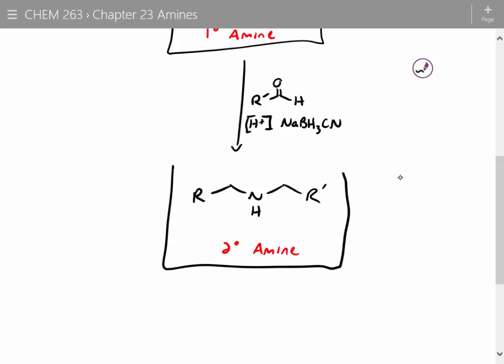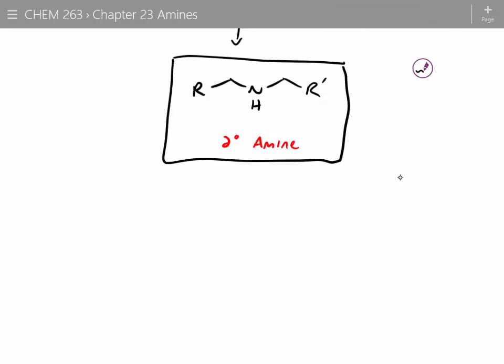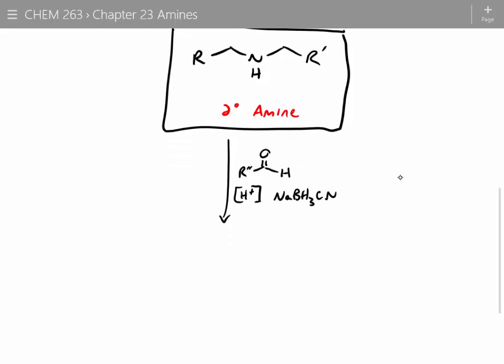What if we want to get to our tertiary amine? Just do it again, right? You can do reductive amination to form whatever sort of amine you want. You're not limited there. So we'll use R double prime. And we'll use an acid source. And now we've got our tertiary amine.